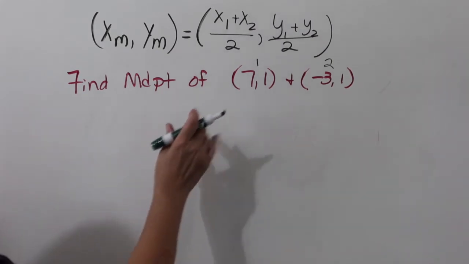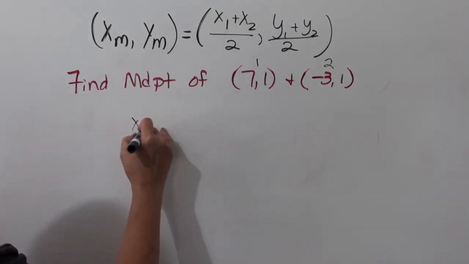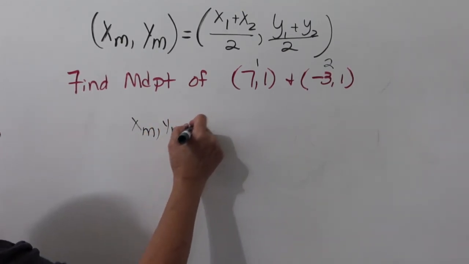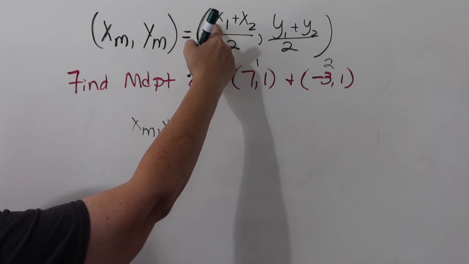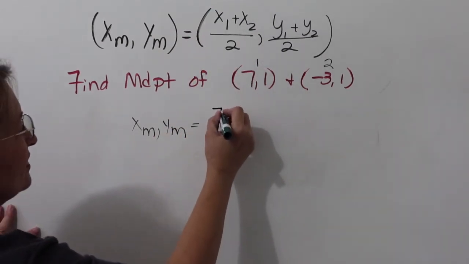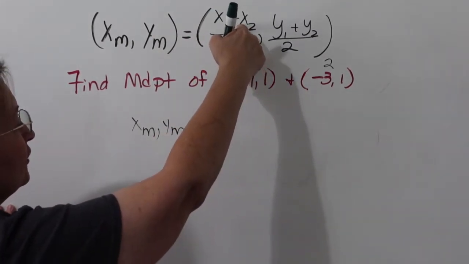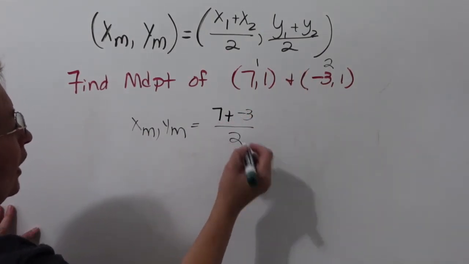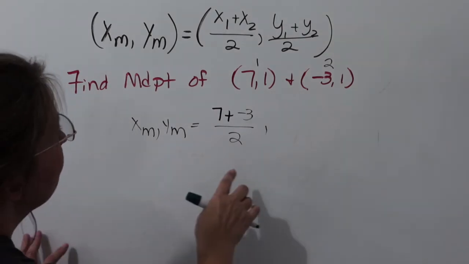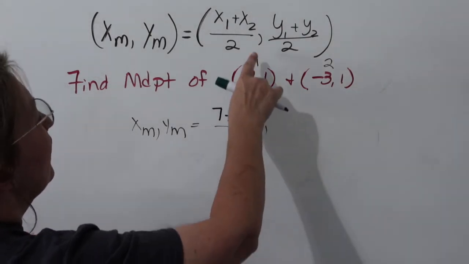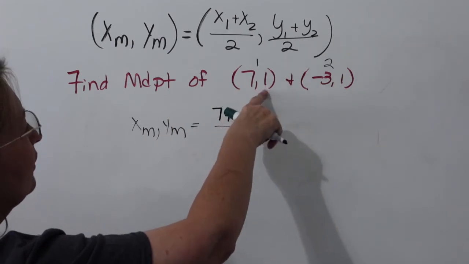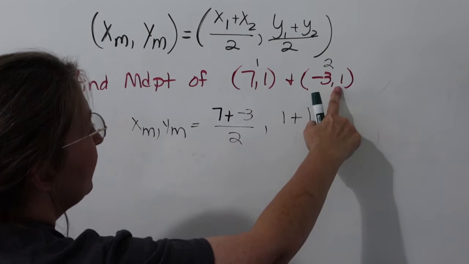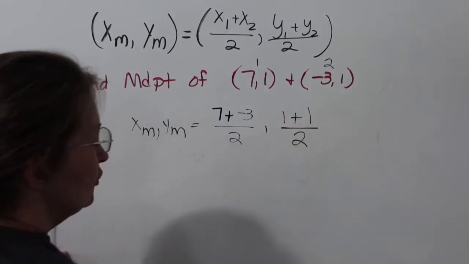Okay? So let's plug this in. Our x midpoint, which we're looking for, and the y midpoint is over here. Then I'm going to plug in x from pair number 1, which is 7, plus the x from pair number 2, which is negative 3. And that will be over 2. Then we're going to plug in our y coordinates. So now we have 1 plus 1, that's this y plus this y over 2.